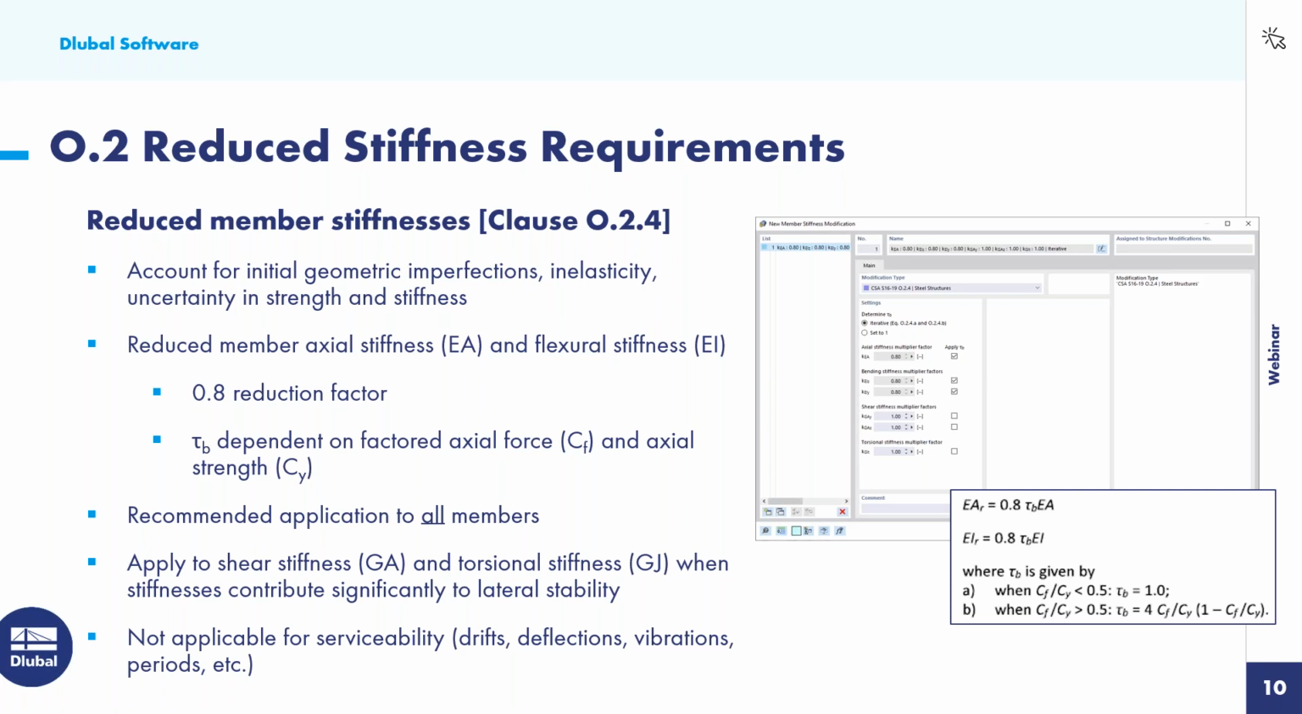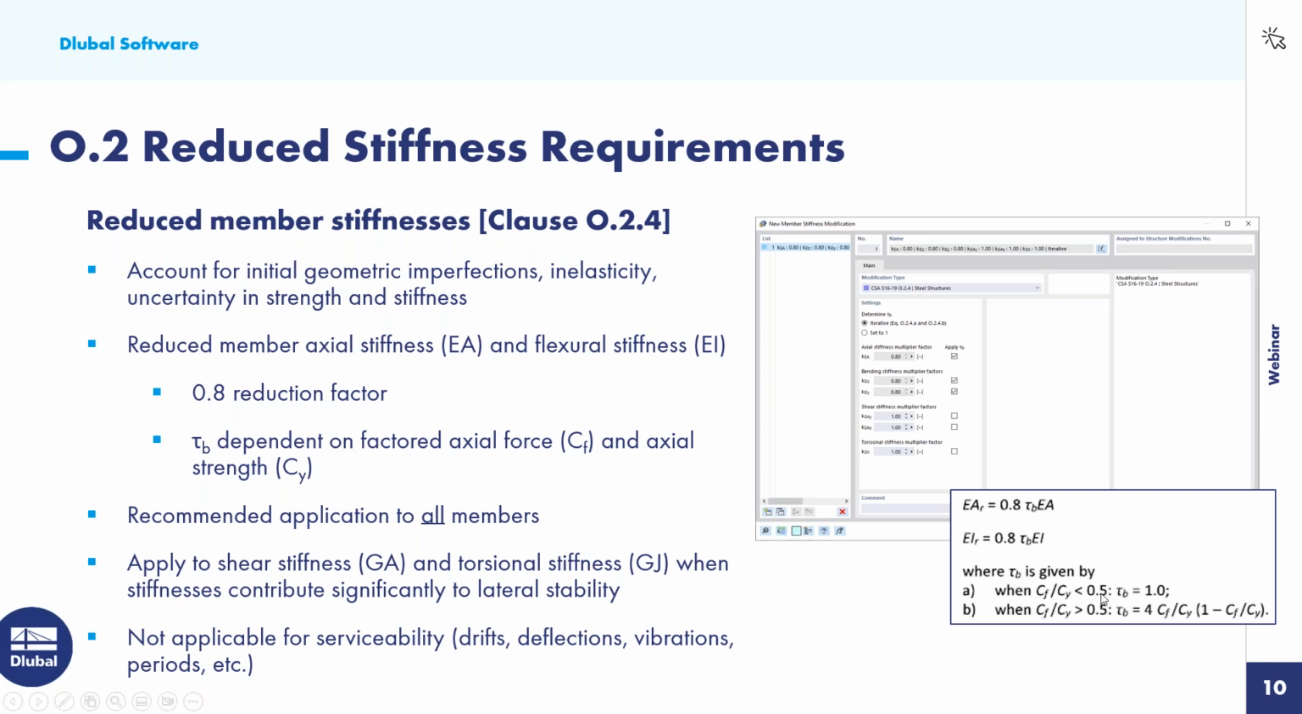So how we do this is we apply a couple factors to the member's axial stiffness, EA, as well as the member's flexural stiffness, EI. The first reduction factor is 0.8, so that's fairly straightforward. The second reduction factor is tau sub b, and tau sub b is dependent on the factored axial force, so what's the axial force on the member from the applied loads, as well as the axial strength of the member itself. And we can see over here on the right-hand side directly from the standard that depending on what this ratio is, this is going to affect our tau sub b.